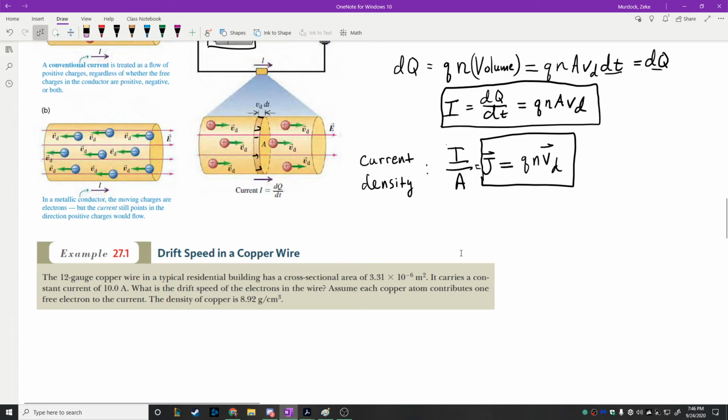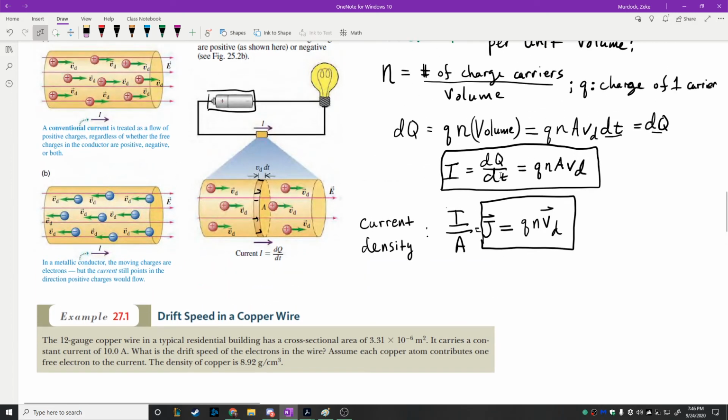And this is where, let me get back up here so we can actually see this piece. It carries a constant current of 10 amps. What is the drift speed? Assume that each copper atom contributes one free electron to the current, and that the density of copper is 8.92 grams per centimeter cubed. What I want you to try to do, and I'll give you like 4 or 5 minutes, is calculate this drift velocity based on the information given here.